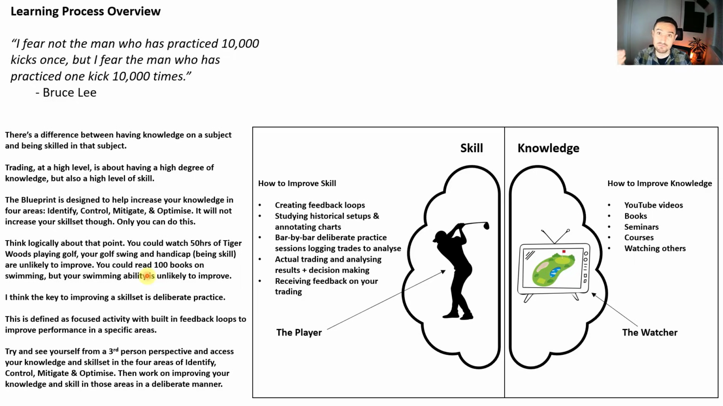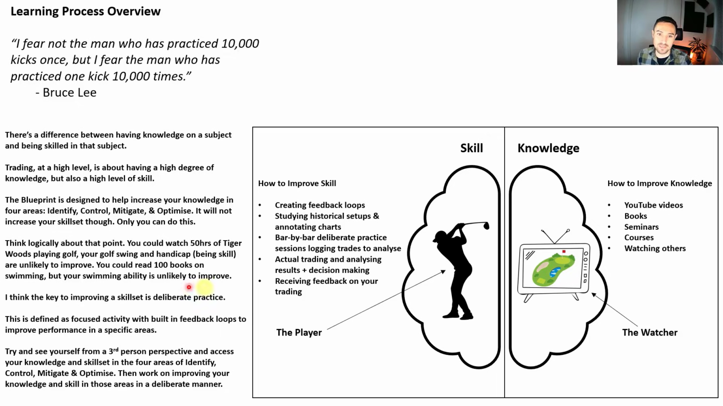Your knowledge may go up in terms of, okay, Rory McIlroy plays a course like that, Bruce Koepka did that, he played the shot like that. Okay, your knowledge could go up in terms of thinking about tactics and how other people think about it, but in terms of your actual skill set, would it improve? Let's go a step further. You could read 100 books on swimming, but your swimming ability is unlikely to improve. Okay, you can't learn to swim reading a book. You've got to get in the pool.